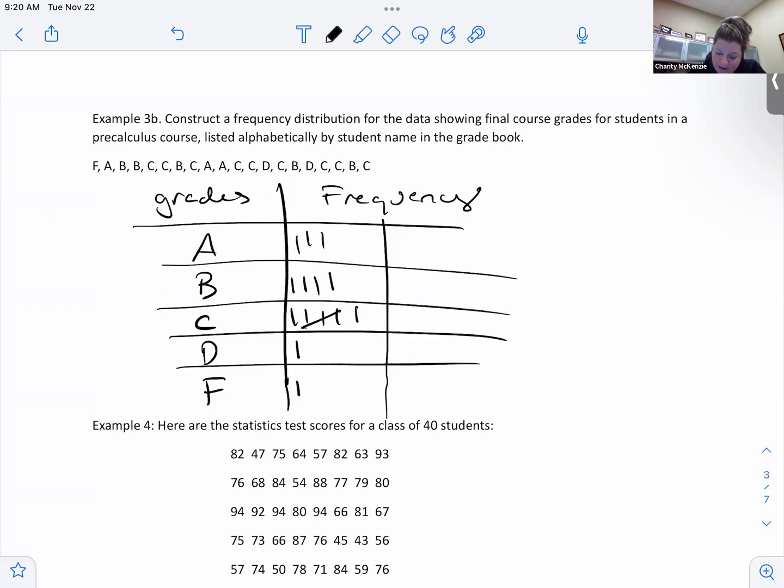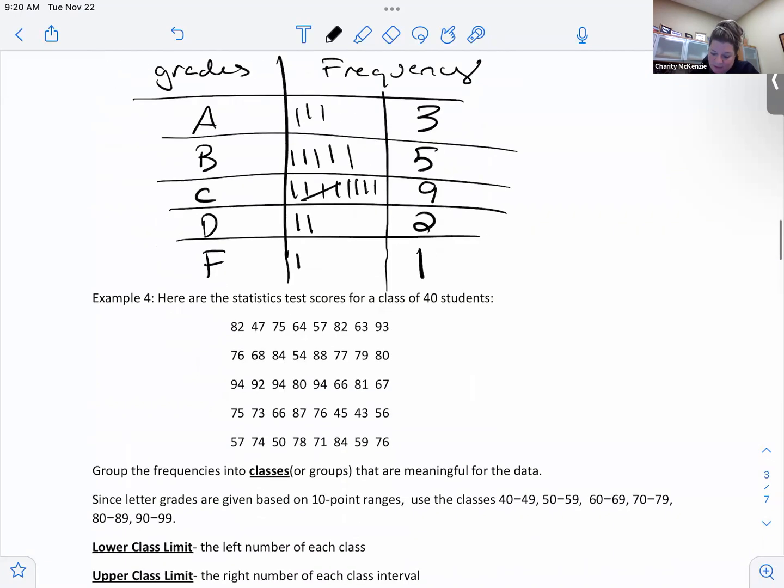I almost lost my spot. B, D, C, C, B, C. Oof. Wow, lots of oops. I didn't do the 5 very well there on my B. That's okay. It's okay. 3, 5, 9, 2, 1. So there's our frequency of letters. We can still tell most people have a C in this class, right? So we can still get data from our category data or our words.